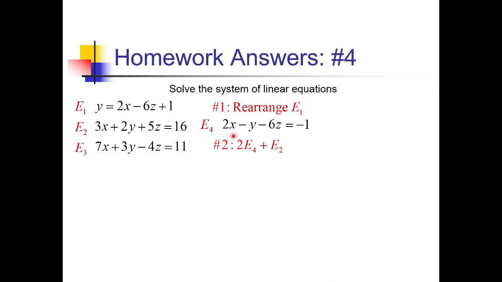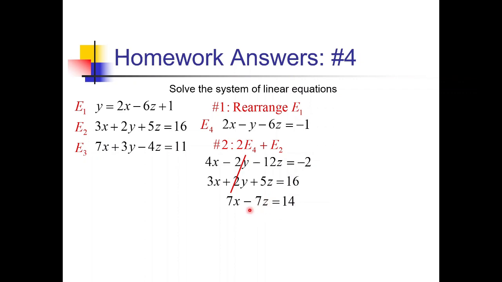So 2 times equation 4, we've got 4x minus 2y minus 12z equals negative 2. And then adding that to equation 2, I'm just going to cut and paste that down here. So these y's are going to cancel when I add these equations together. 4x plus 3x is 7x. These z's add up to negative 7z. And then negative 2 and 16 is 14. So there's one equation I can use later on.